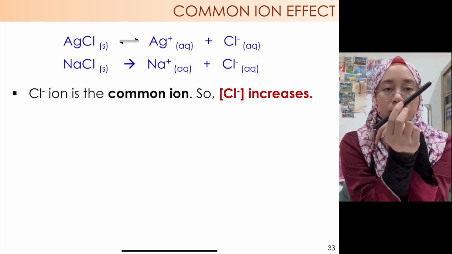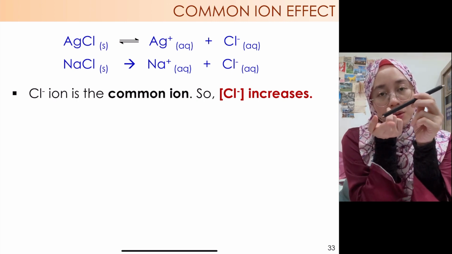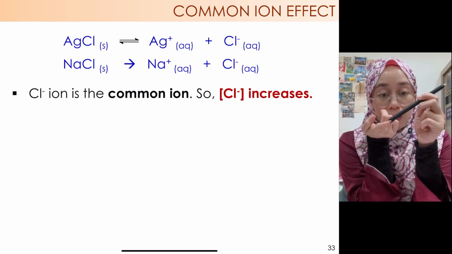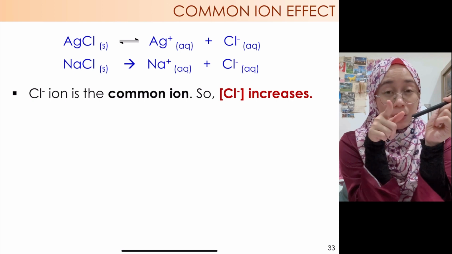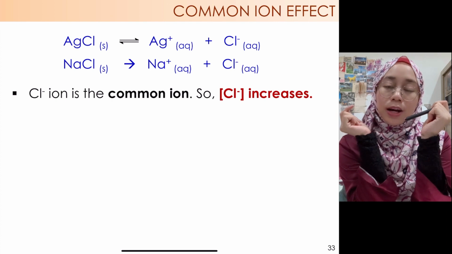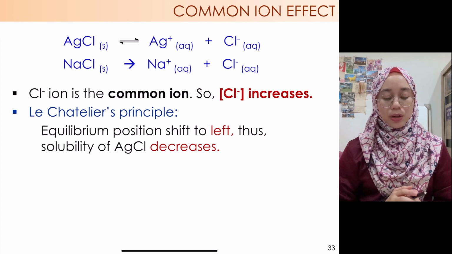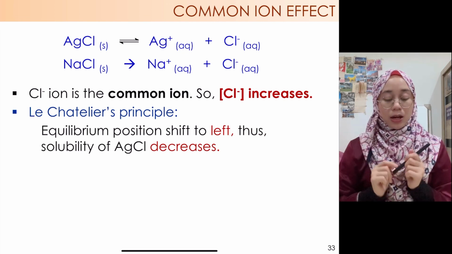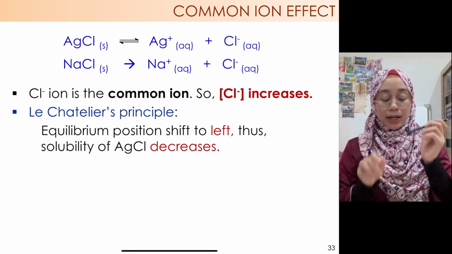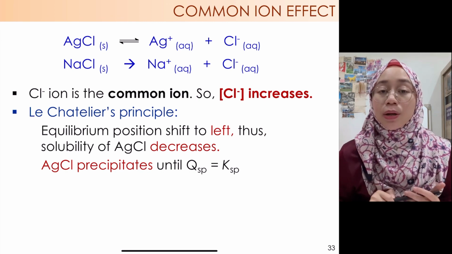So the equilibrium system dia akan shift to the left. Shifting to the left bermaksud kita akan hasilkan more of the solid salt, kan? Bila kita produce solid salt, bermaksud solubility berkurang. Since more solid is formed, solubility berkurang. So Le Chatelier principle, equilibrium position akan shift to the left. So the solubility of AgCl decreases since more AgCl solid yang kita akan formkan. AgCl dia akan precipitate until dia akan reach equilibrium sekali lagi.